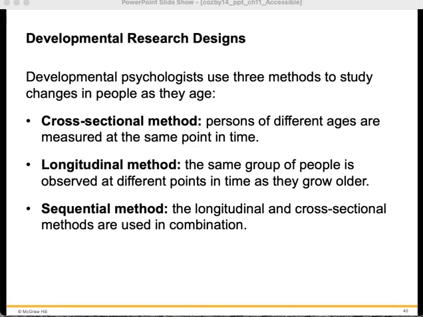So in a longitudinal method, the same group of people is observed at different points in time as they grow older. Okay, so the famous longitudinal study is the Terman Life Cycle Study, which was begun by Stanford psychologist Lewis Terman. He studied 1,500 California school children who had intelligence test scores of at least 135, so pretty high intelligence. The participants, who called themselves Termites, were initially measured on numerous aspects of their cognitive and social development.